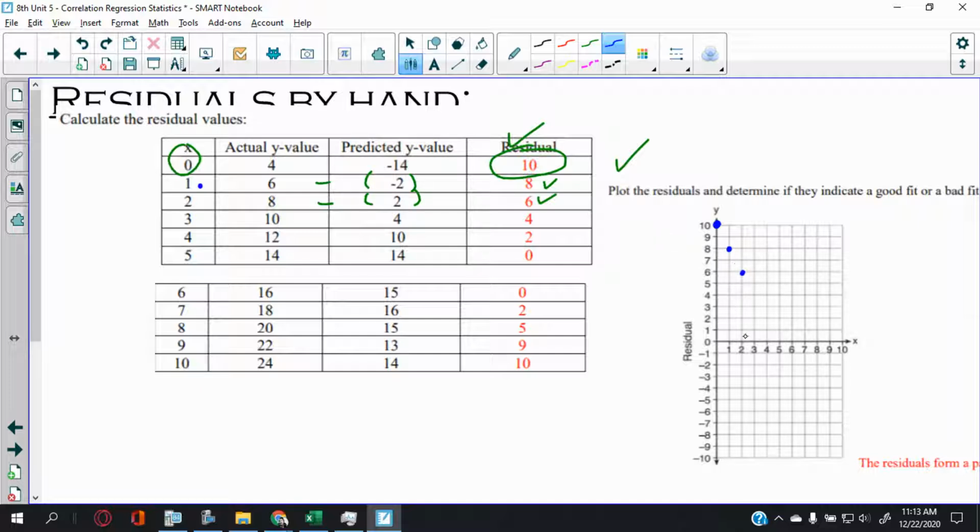That's all you're doing. 3, 4. 4, 2. And 5, 0. By the way, this is a continuation. 6, 0. 7, 2. All right, I can kind of see where this is going already. 8, 5. And 9, 9. 10, 10. Yeah, that's awful. Look, it forms a V shape. So what does that mean? The residuals form a pattern. So the line is a bad fit. Okay, that's how you do it by hand.